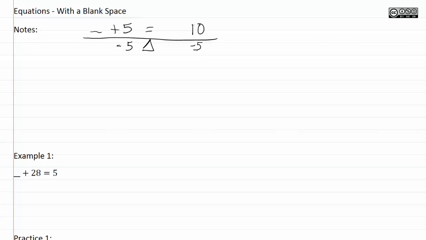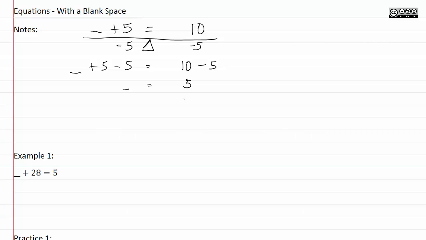So I've got my blank space plus 5 minus 5. Now you could rewrite that if you wanted to in a line so that you can see it really well. 10, and I subtract 5. Now right here, this plus 5 minus 5 adds to 0, and all that's left is this blank space. And 10 take away 5 is 5. So I have my blank space is equal to 5.